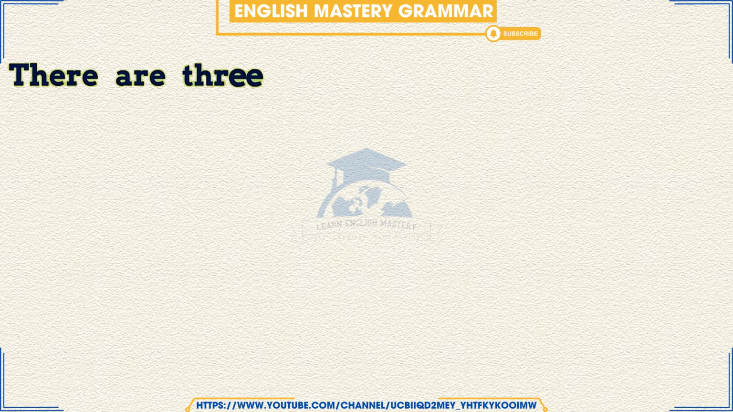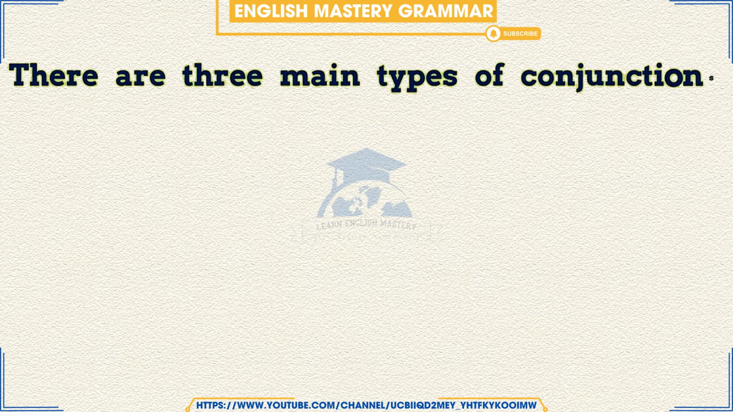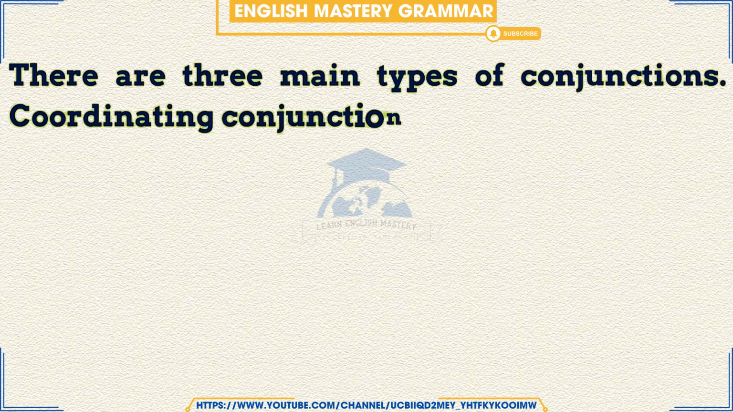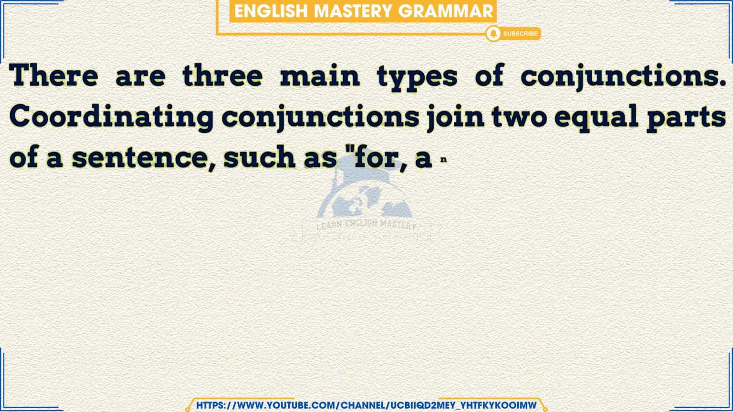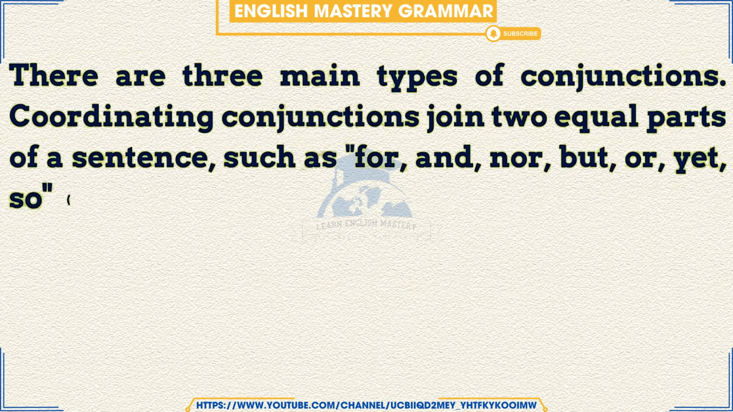There are three main types of conjunctions. Coordinating conjunctions join two equal parts of a sentence, such as for, and, nor, but, or, yet, so.